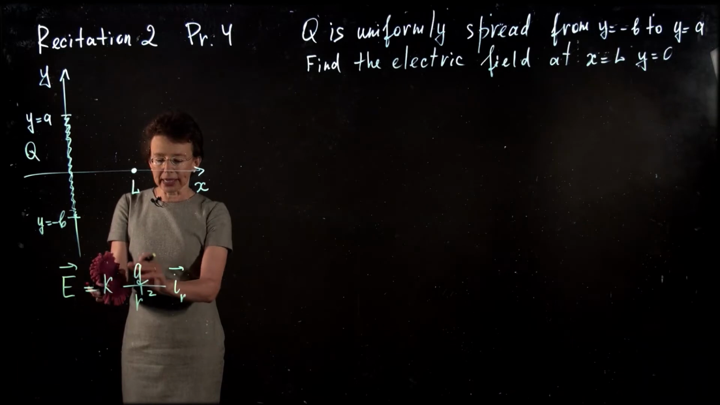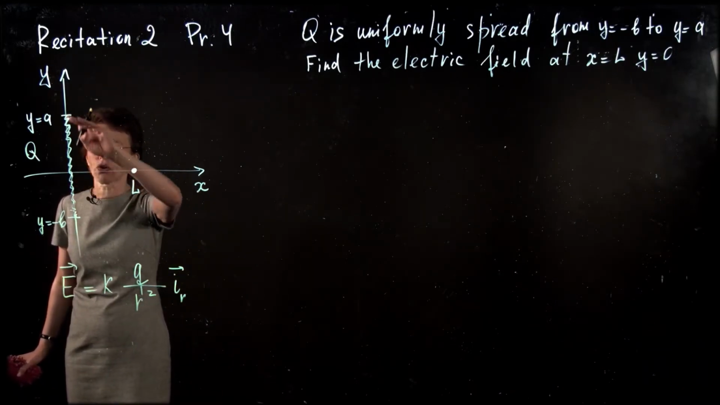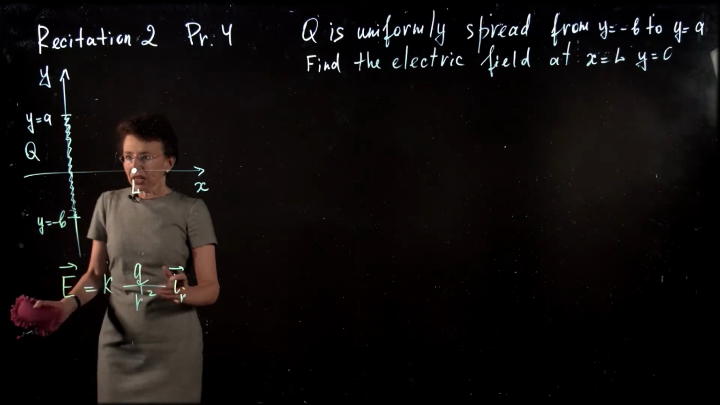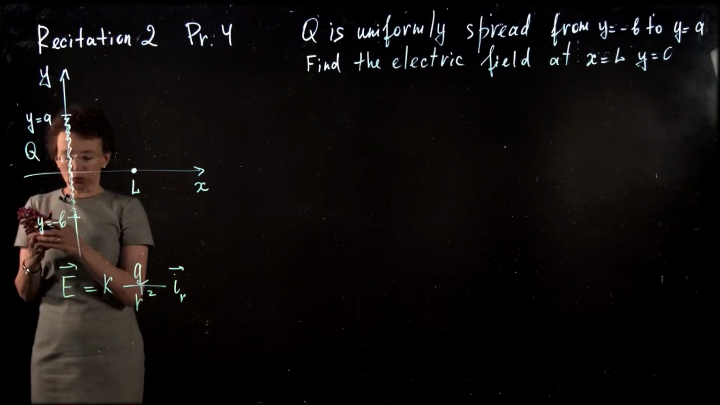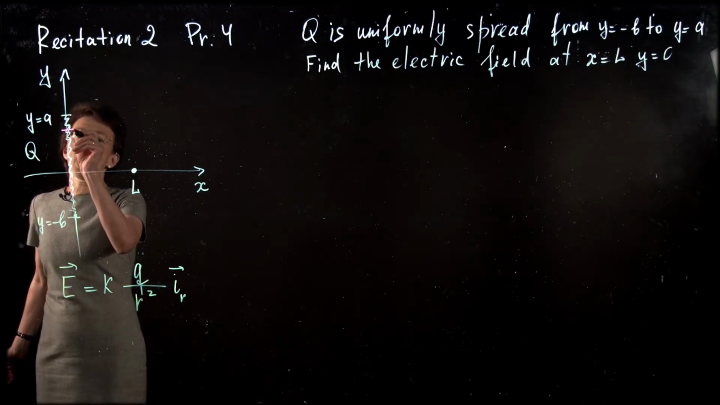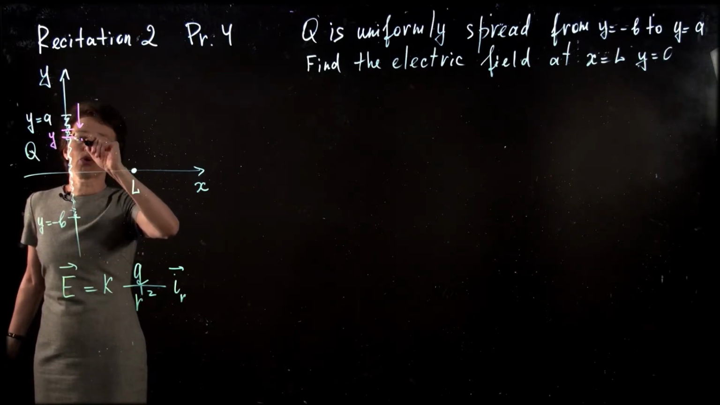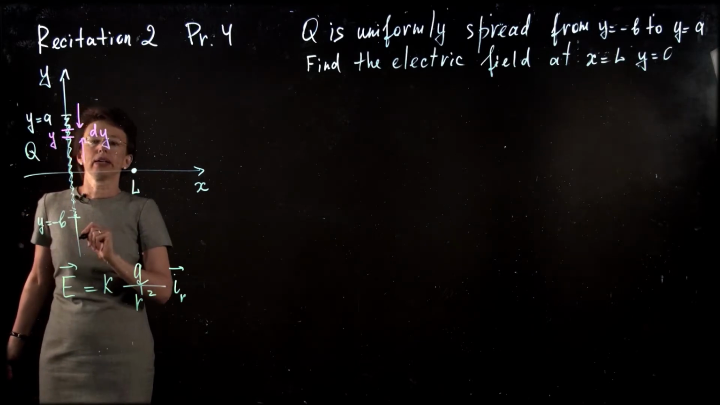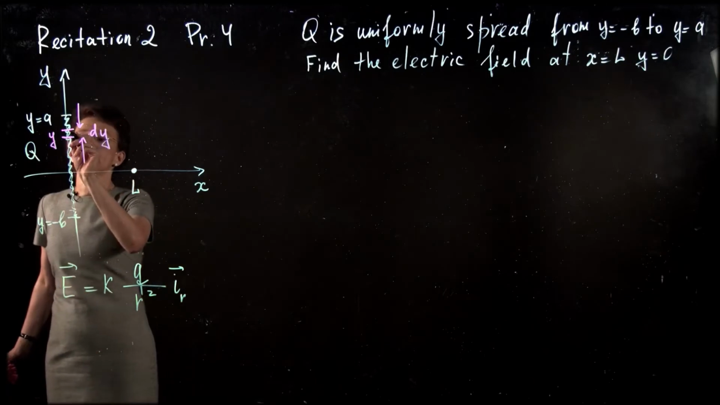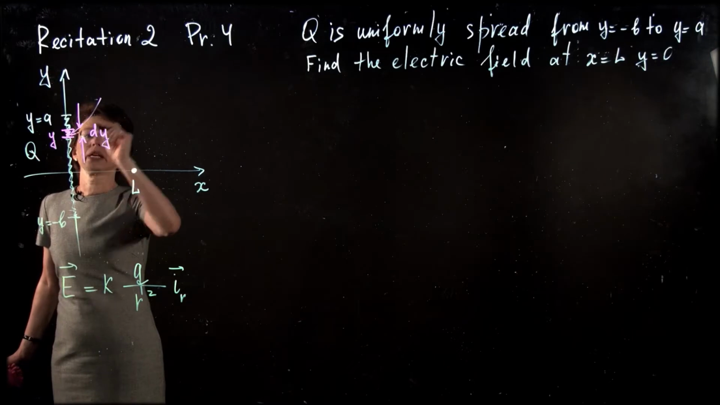This is the electric field created by a point charge, but we have charge that is extended along this rod. So, as usual, we need to make our point charge. I will choose some arbitrary point y, and I will choose an infinitesimally small interval that has length dy, and the charge within this infinitesimally small interval will be dq.